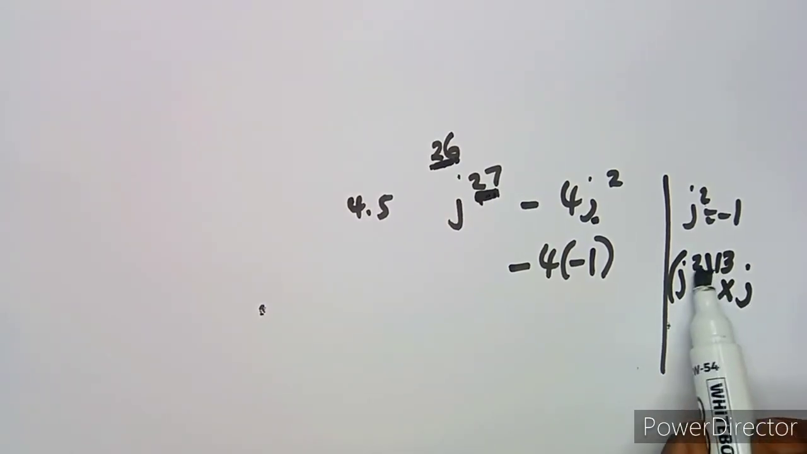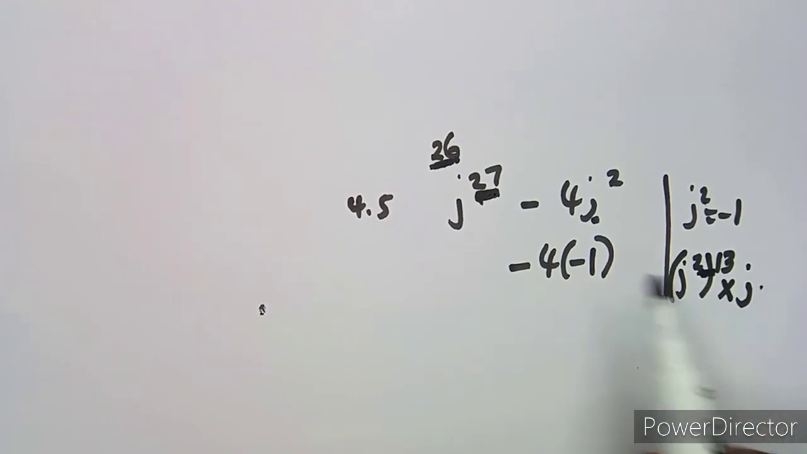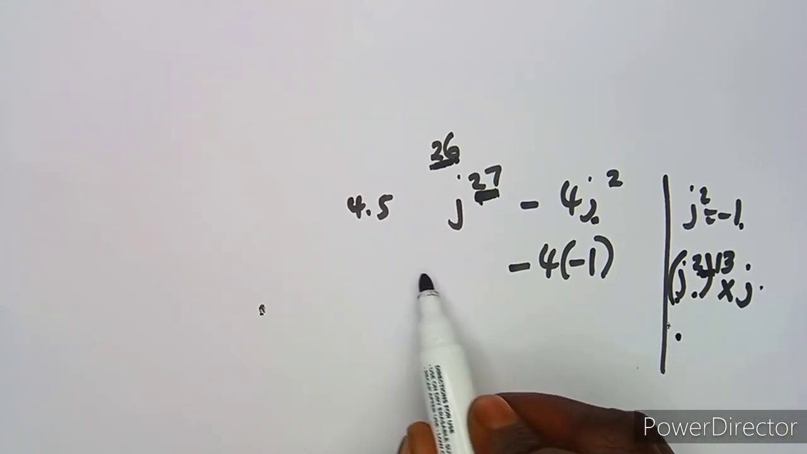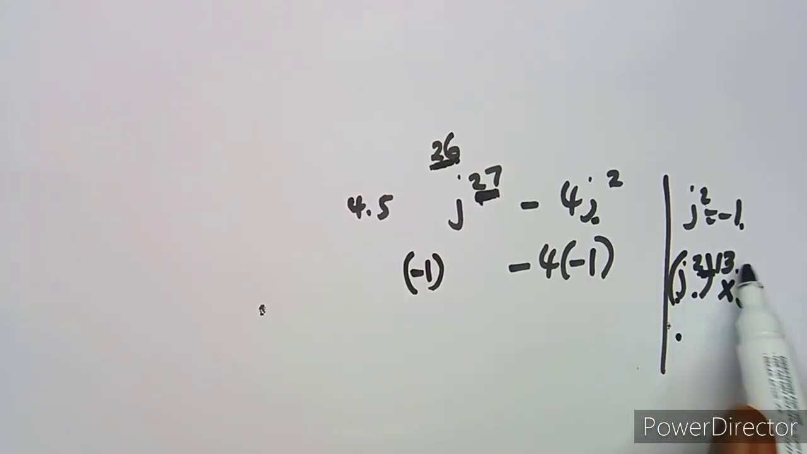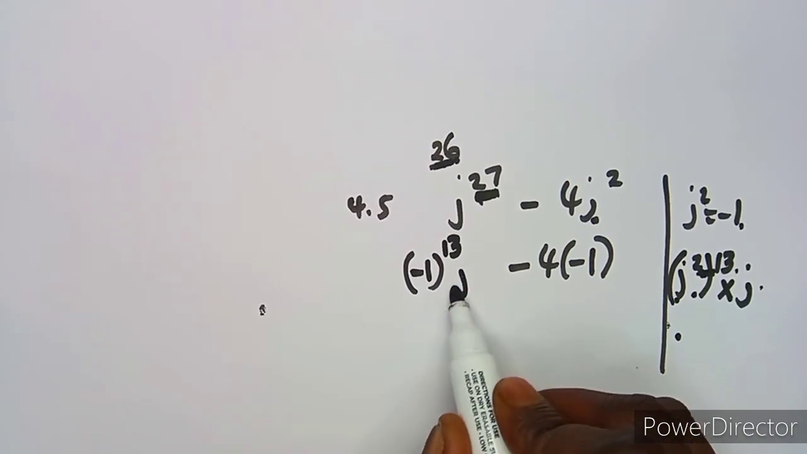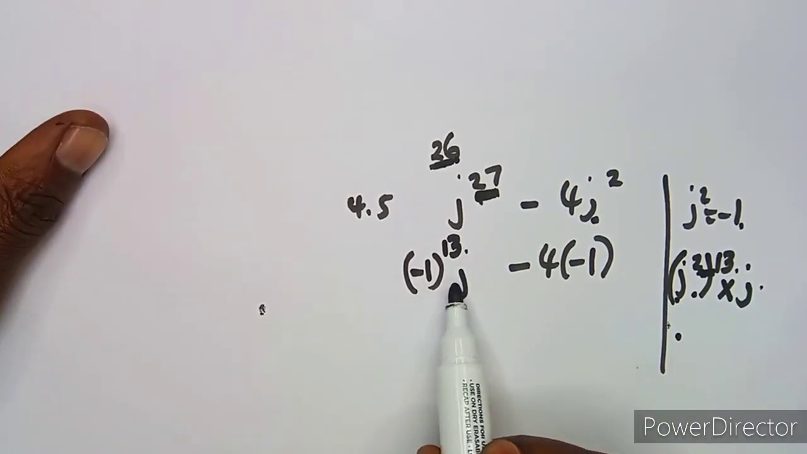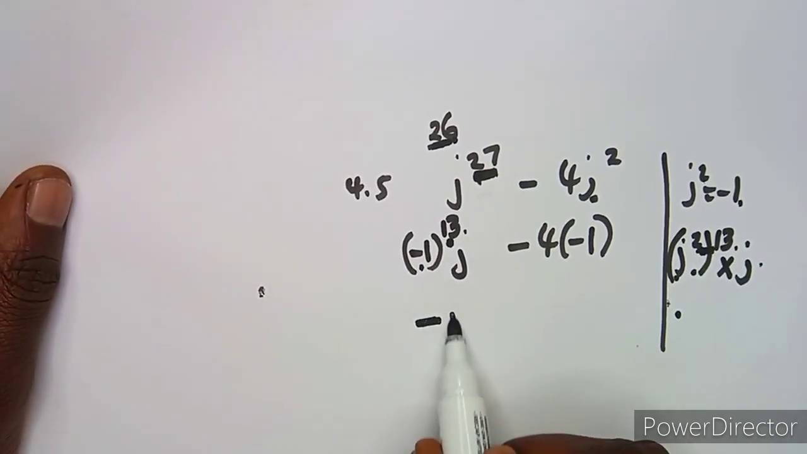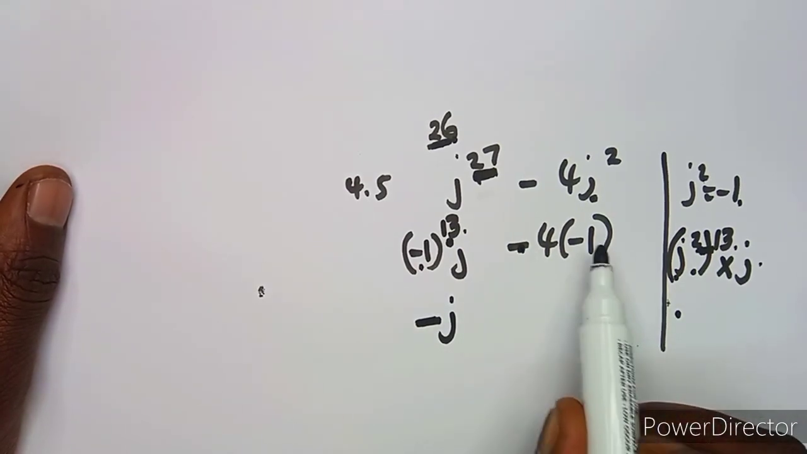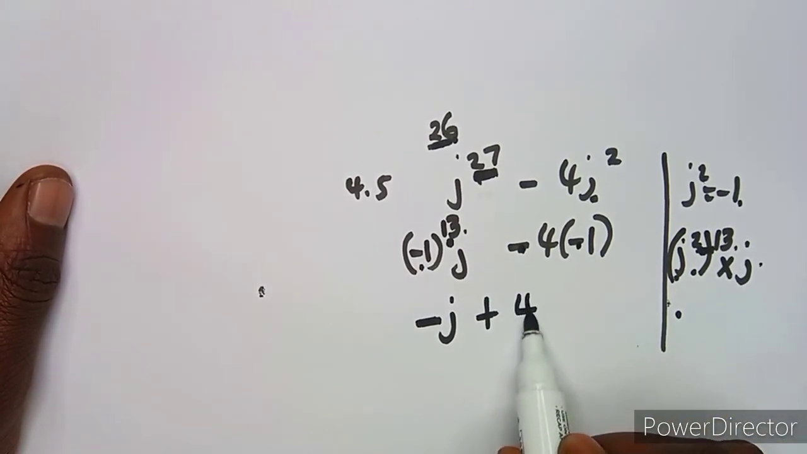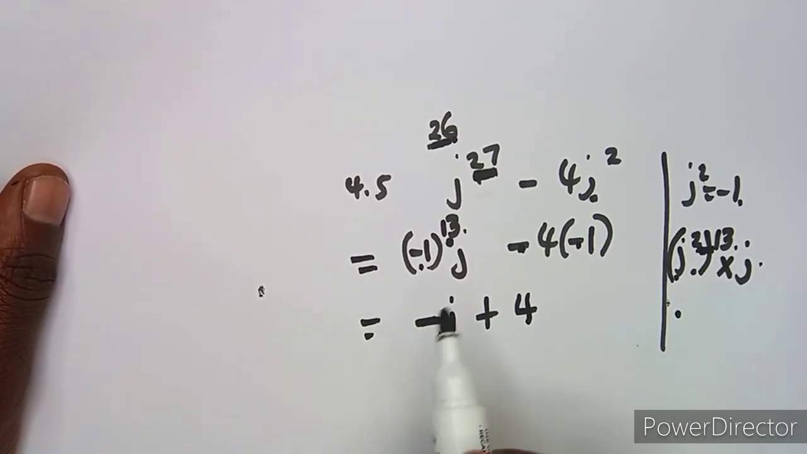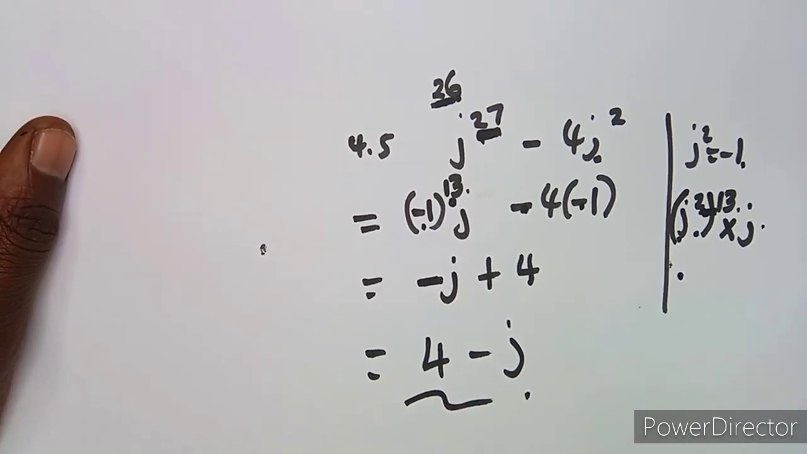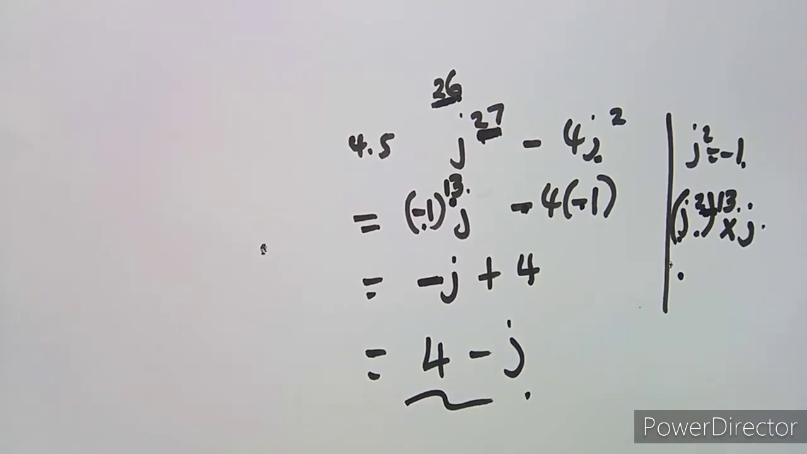So that this gives me 26 times this j, 27. But we know that j squared is minus 1. So it means we've got minus 1 to the exponent of what? Of 13 times j like that. So that's minus 1 to the exponent of 13, from your calculator, is a negative. So that's negative j. And here you've got 4, negative and negative, that's a plus 4. So that's 4 minus j, like this. Minus j plus 4 is the same thing as 4 minus j like that.